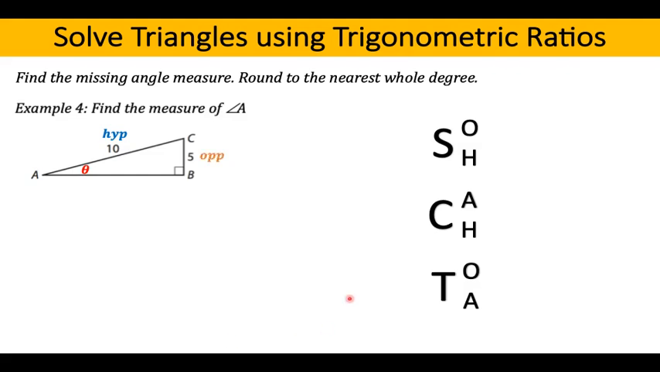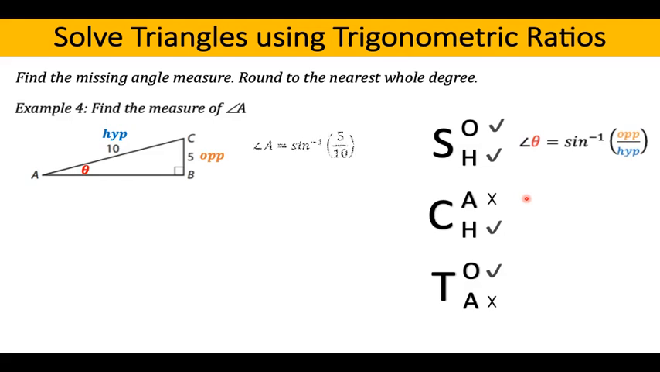Look at your ratios. "Some old hippie caught another hippie, tripping on algebra." Opposite and hypotenuse is the sine ratio. Remember, in order to solve for an angle, you will actually use the inverse sine. So our angle theta, so our angle A, will be inverse sine of 5/10.